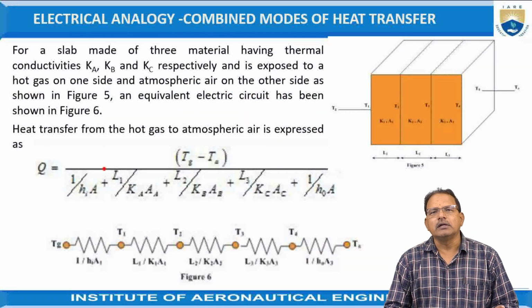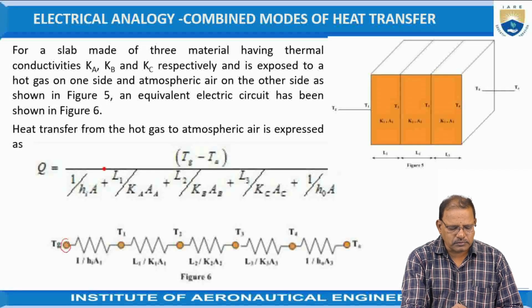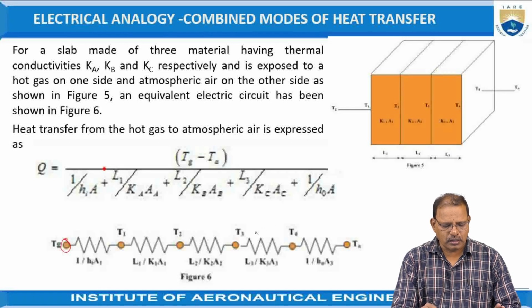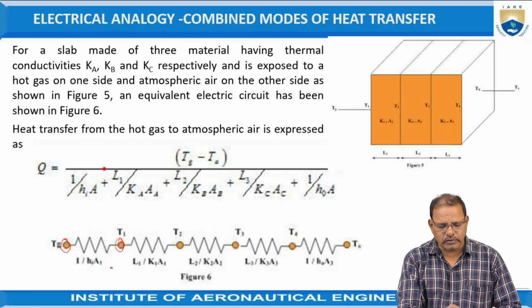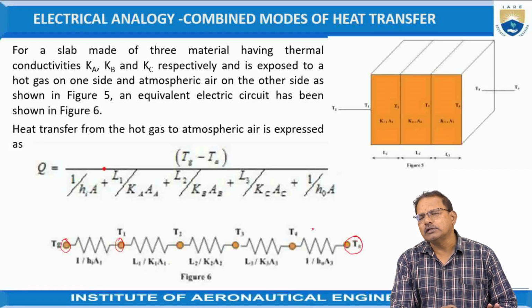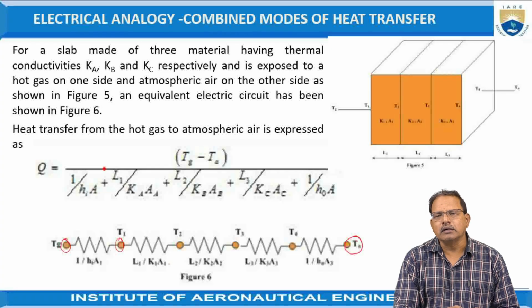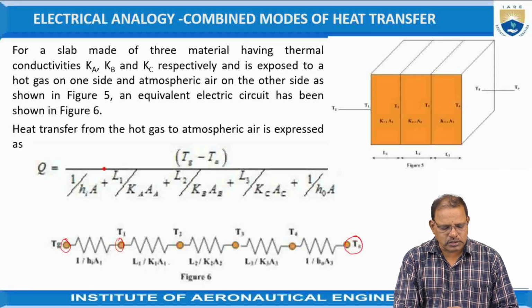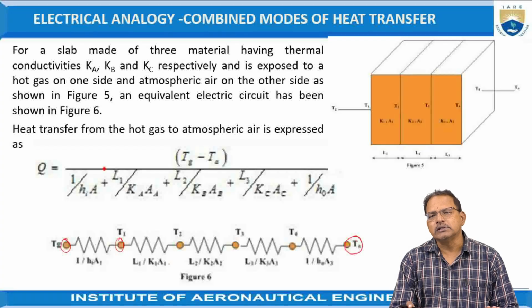These equations can be represented as an electrical circuit. Here it is equal to T alpha, here T1, and here the resistance is equal to 1 by h1A1, L1 by K1A1, like this. So the heat energy which is flowing from hot fluid to cold fluid is similar to the electrical current which is flowing from higher voltage to lower voltage with different resistances in between.